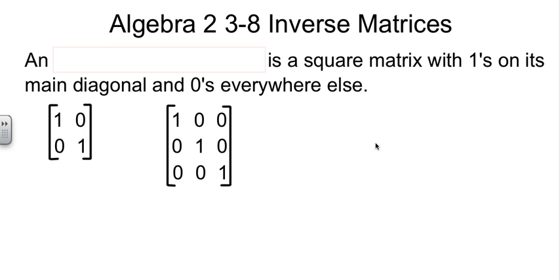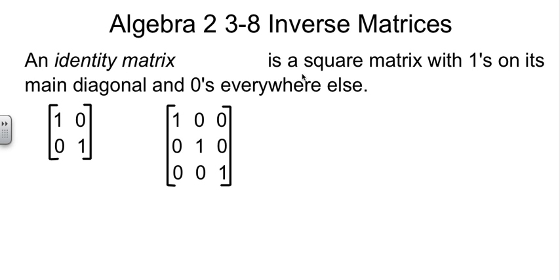This is Algebra 2, Chapter 3, Section 8, in which we will study inverse matrices and work with those things. Before you can work with them, you need to know how to get to them. And the idea behind the inverse matrix starts with what's called an identity matrix.